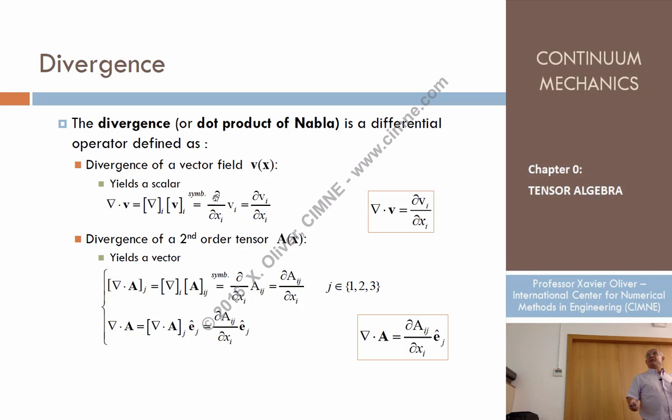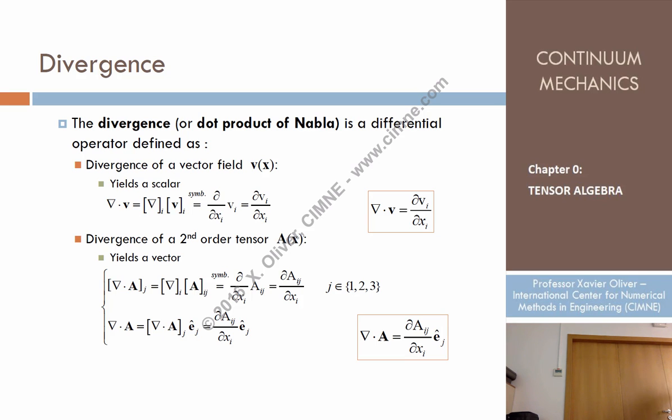But look, this means a summation. So this is derivative of b1 with respect to x1 plus derivative of b2 with respect to x2 plus the derivative of b3 with respect to x3. Don't forget that. It's the sum of the terms because repetition of indices means that we are summing for the three indices. So that's the definition of the divergence of b. The divergence of b is a scalar, because there is no free index, that is derivative of bi with respect to xi.